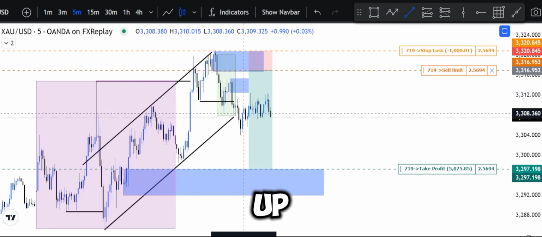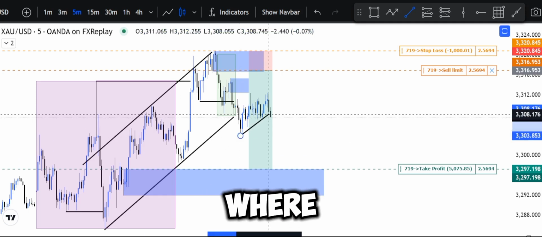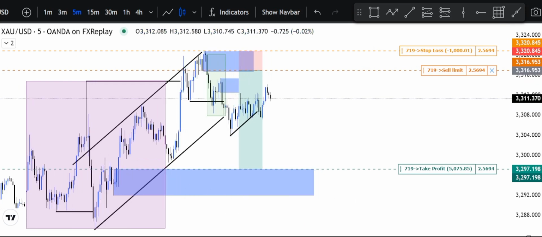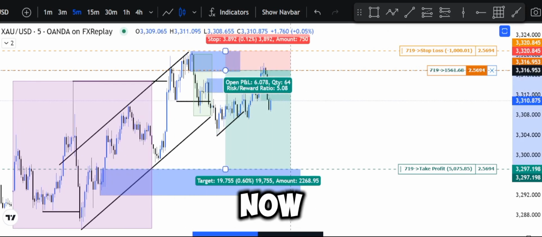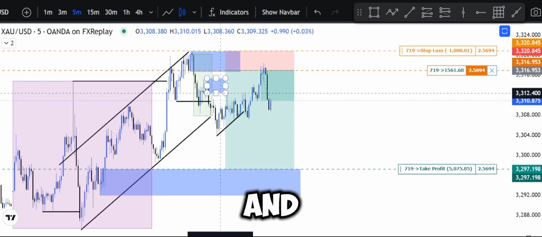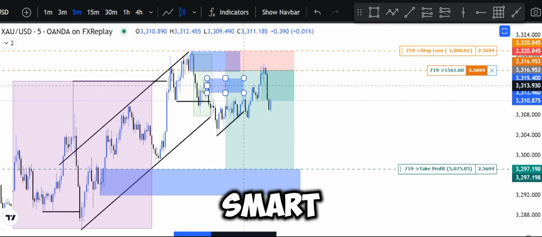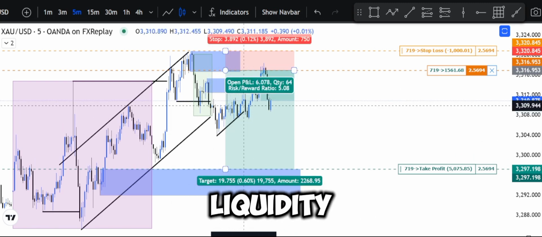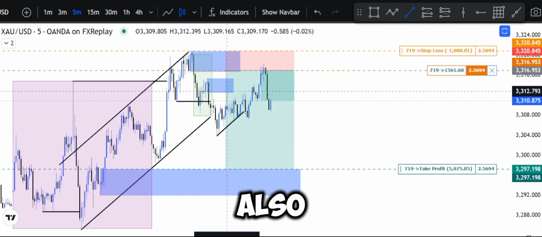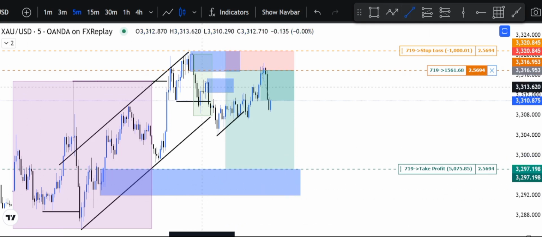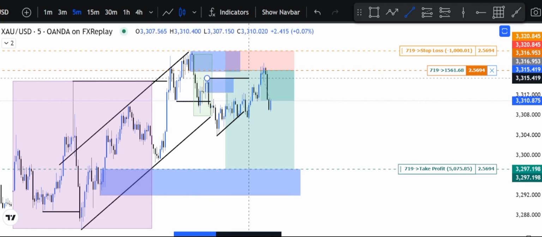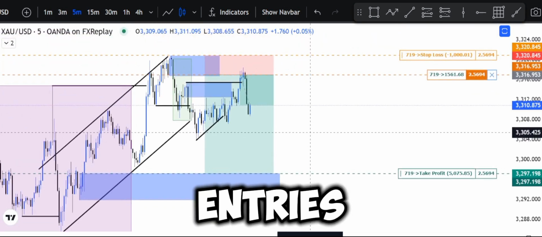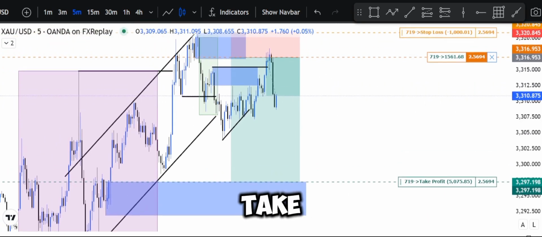Now price is building up. Building up to where? Inducement to the mitigation. Let's see how it happens. Now price mitigated. And fake supply here. Smart money trap. Price mitigated, then built liquidity below it. This was also liquidity. They always like to fake smart money and inducement, so they can take them out in surprise.